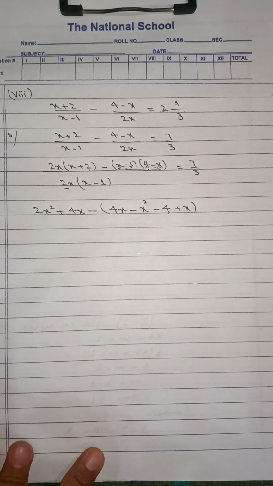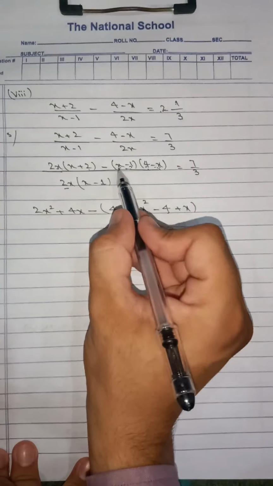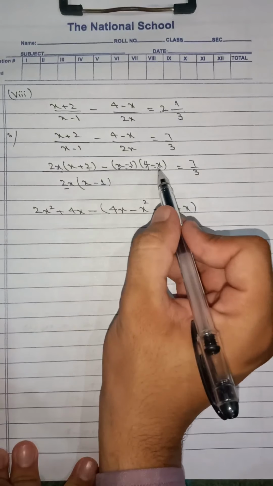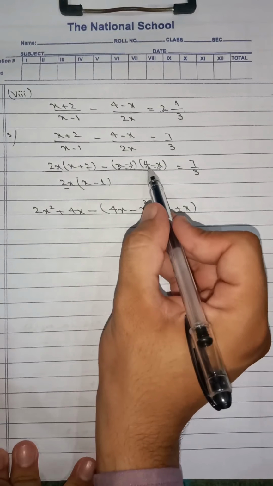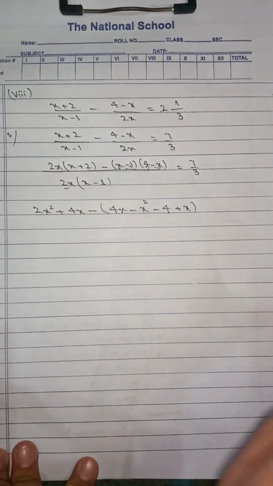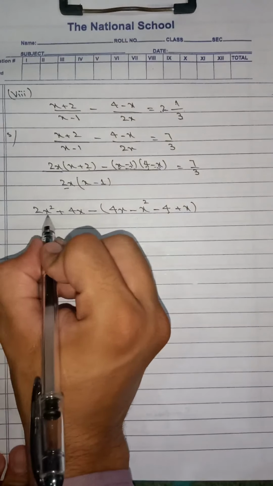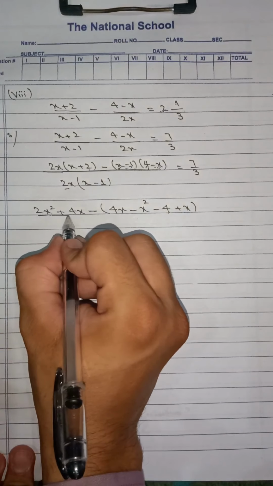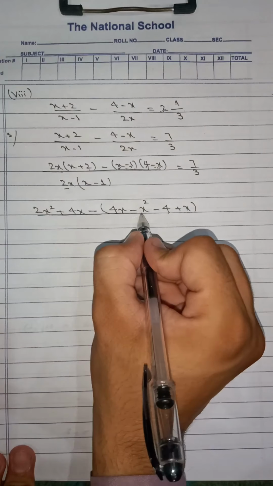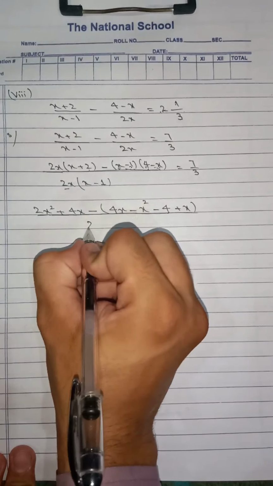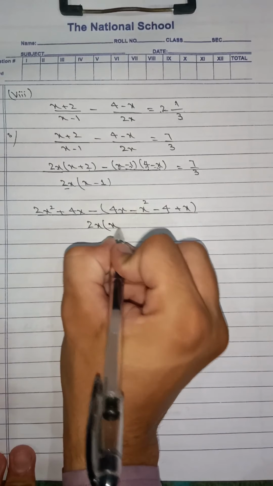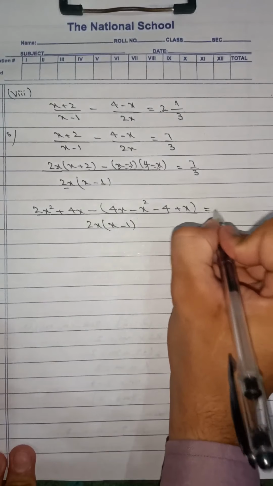There was a mistake, so I'll repeat the step again. x into 4 is 4x, x into minus x is minus x square. Minus 1 into 4 is minus 4, minus 1 into minus x is plus x, divided by 2x into x minus 1, is equal to 7 by 3.